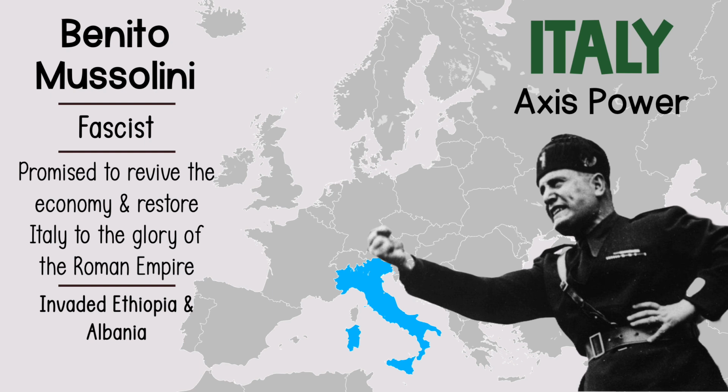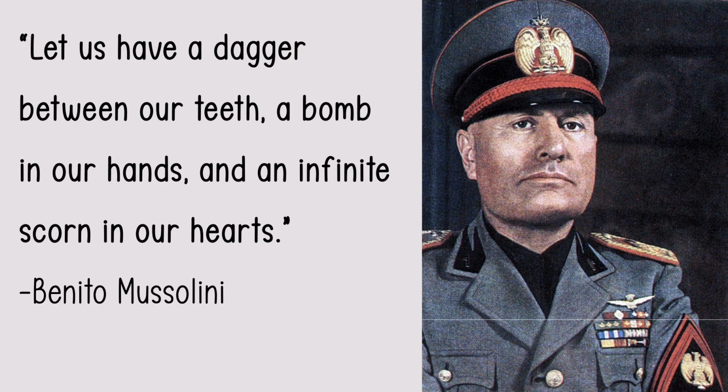Italy's involvement in the war brought hardships to its people and ended with the fall of Mussolini's regime in 1943. In a speech to the public, Mussolini was quoted as saying, "Let us have a dagger between our teeth, a bomb in our hands, and infinite scorn in our hearts." This is a really good representation of Mussolini's views on international relations.